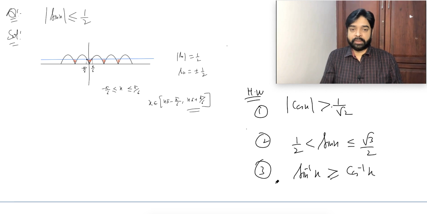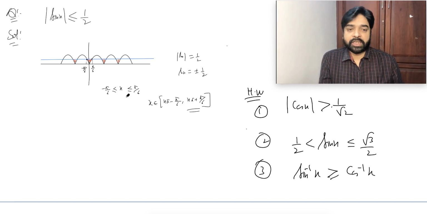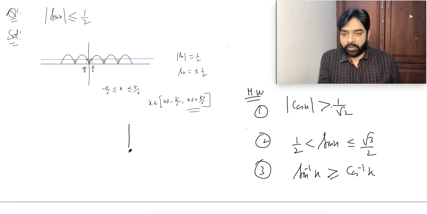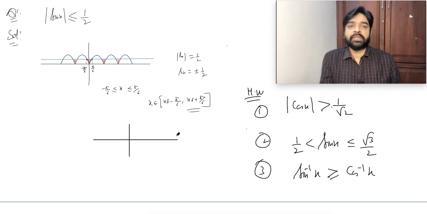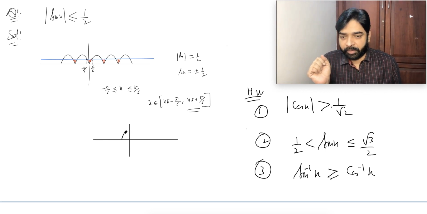I hope all of you got all three questions. It's a simple question only. Mod cos x greater than 1 by root 2. So first thing we have to draw the graph of mod cos x. Mod cos x means draw the cos x graph and fold it up by the basic graph method, if you remember. So something like this graph used to come.